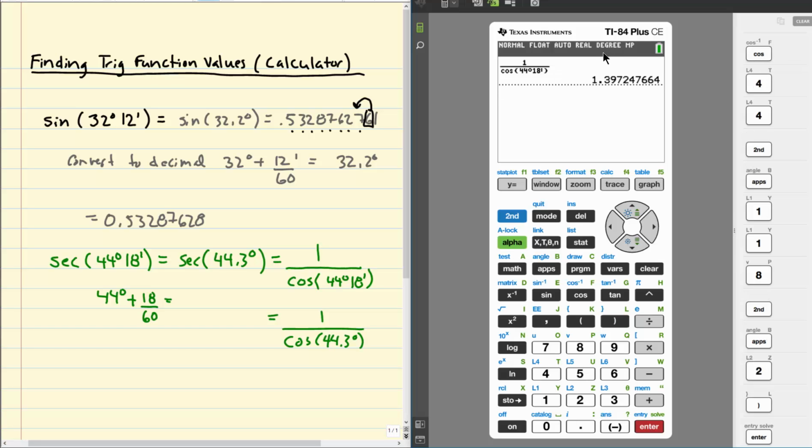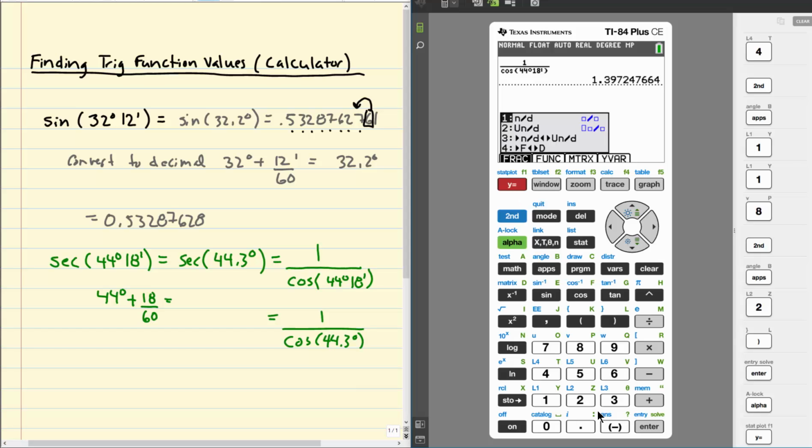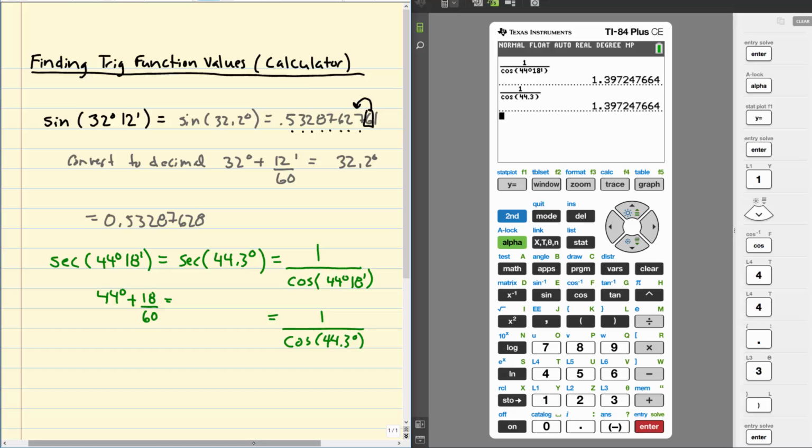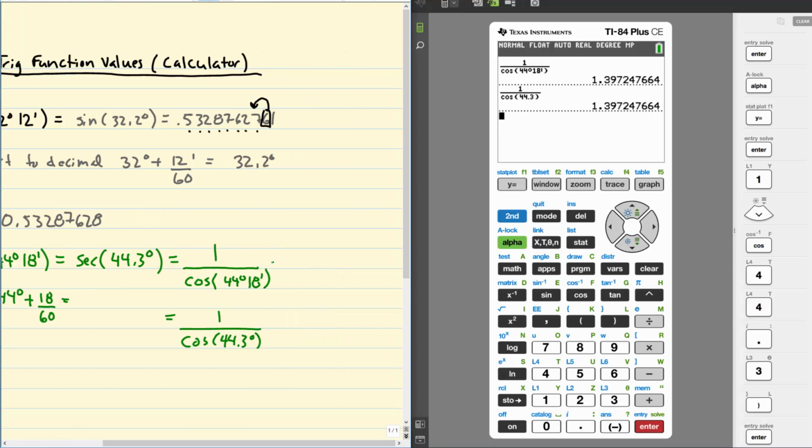We're in degree mode. I always check up here. So I get 1.39724, etc. Let's try it with our fraction as well. Alpha y equal, numerator over denominator. Let's use our decimal. 1 over cosine 44.3. Remember, I'm in degree mode. Always check that. And you can see that we get the same for both. Okay, so for both of these, we get the same answer, 1.397247664. Same for here. And then our directions for here, I believe, are to round to 8 places.